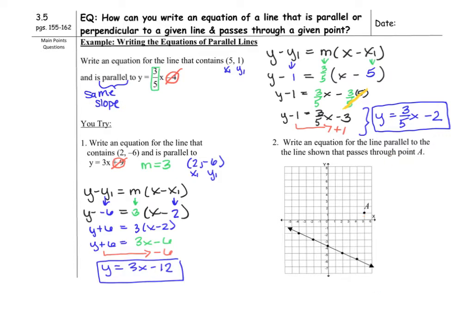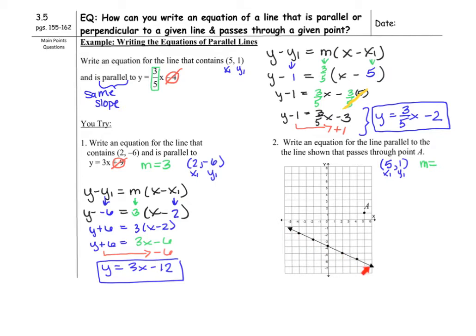A. So in this one we have to do a little bit more work because we have to find the slope of the line and then the coordinates of point A. So let's start with the easiest one. Point A is going to be at (5, 1). So that's going to be my x1 and my y1. And then my slope is going to be the same as whatever this slope is.